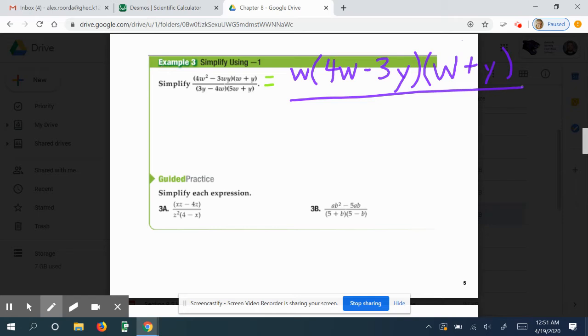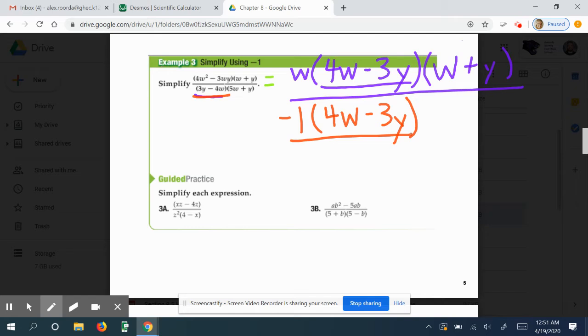Now on the bottom, I have a 3y and a 4w. This looks very similar to this. The only difference is that their order is changed. So one of these crazy rules in math is if you factor out a -1, it actually can switch the order of our factors, right? Okay, and so that's what we're going to do. I'm actually going to change this into this. I factor out a -1 and it changes the order.